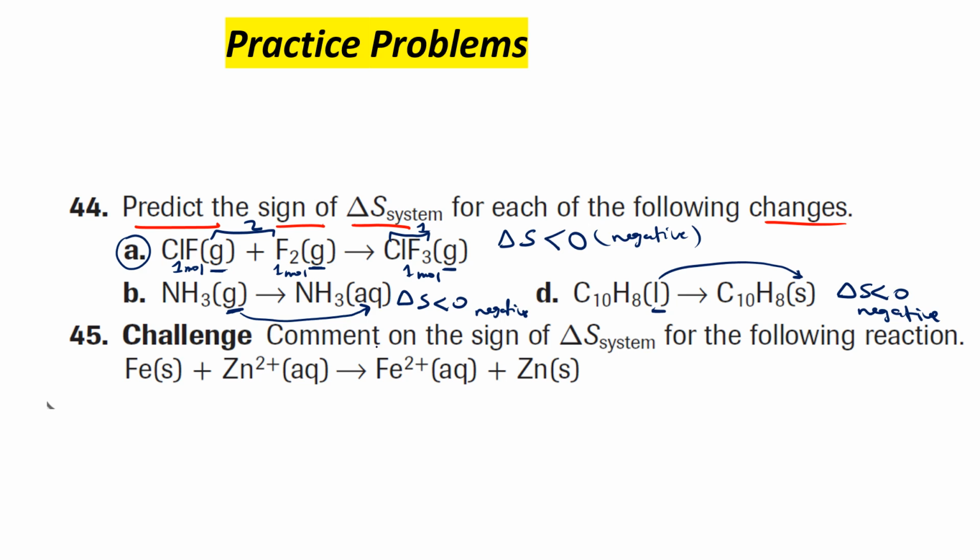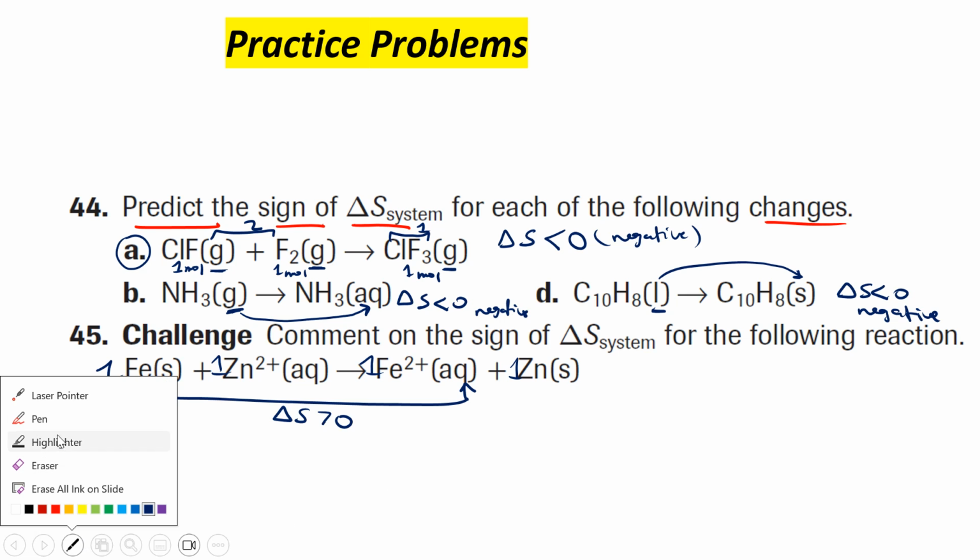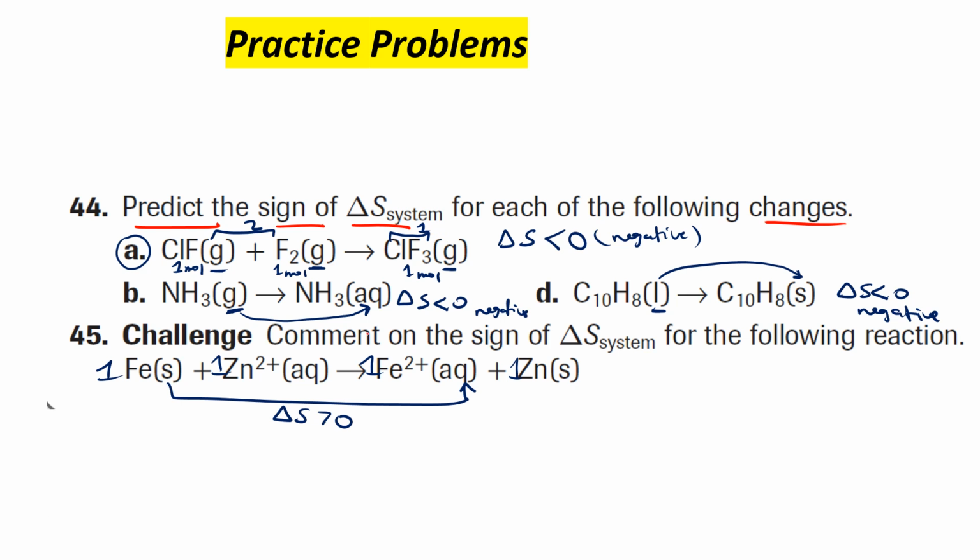Okay, challenge. Comment on the sign of delta S system for the following reaction. Okay, so 1 mole, 1 mole, 1 mole, mole. Now this one turns into aqueous. So the delta S here becomes positive, right? Because we said if you go from solid to aqueous, the delta S becomes positive. And this one was aqueous and becomes solid. So the delta S decreased. So increased and decreased. What do you think the total delta S should become?